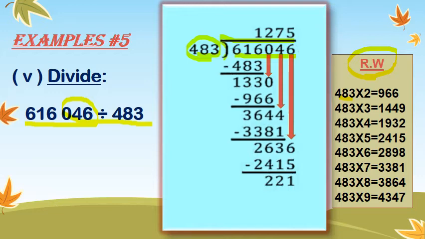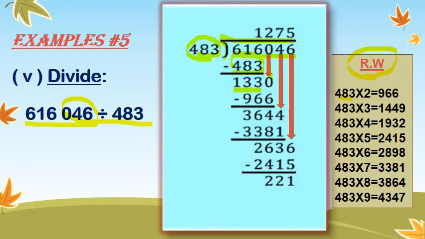Now what comes nearest to 616 in 483 times table? 483. So write 483 below the number 616. Then subtract as normally do in subtraction sums. Now we get 133. After that, in the next step, carry down 0.